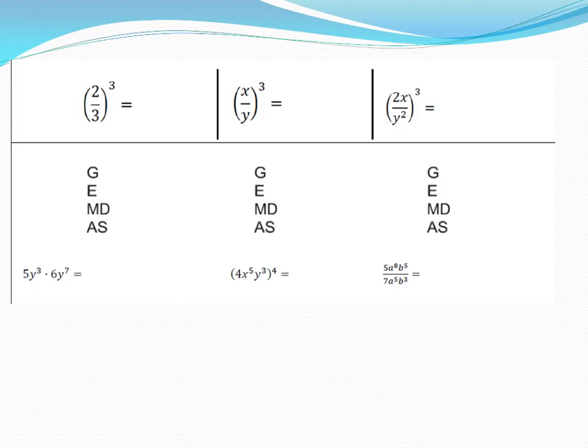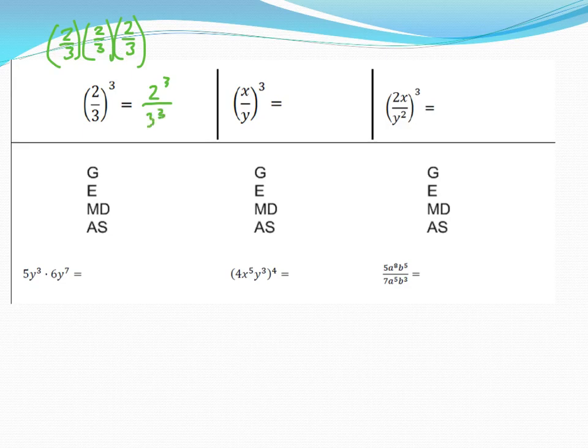Okay? Basically what this is saying, 2 over 3 to the 3rd power, let's expand this out, that's 2 over 3 times 2 over 3 times 2 over 3. Well, if you look at the numerator, that's 2 times 2 times 2. Well, is that not 2 to the 3rd power? And the denominator, I have 3 times 3 times 3. Is that not 3 to the 3rd power?